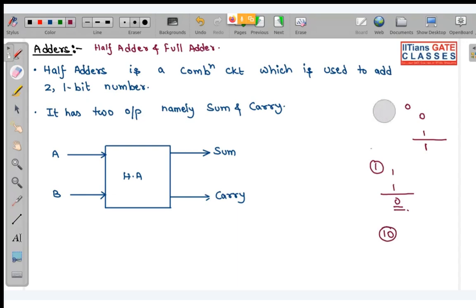In our calculator and all such places we actually have a full adder, but the full adder is constructed using half adders. Okay. So look very carefully at what a half adder is. A half adder has two inputs to add two 1-bit numbers, and it has two outputs. One output is sum and the other output is carry.